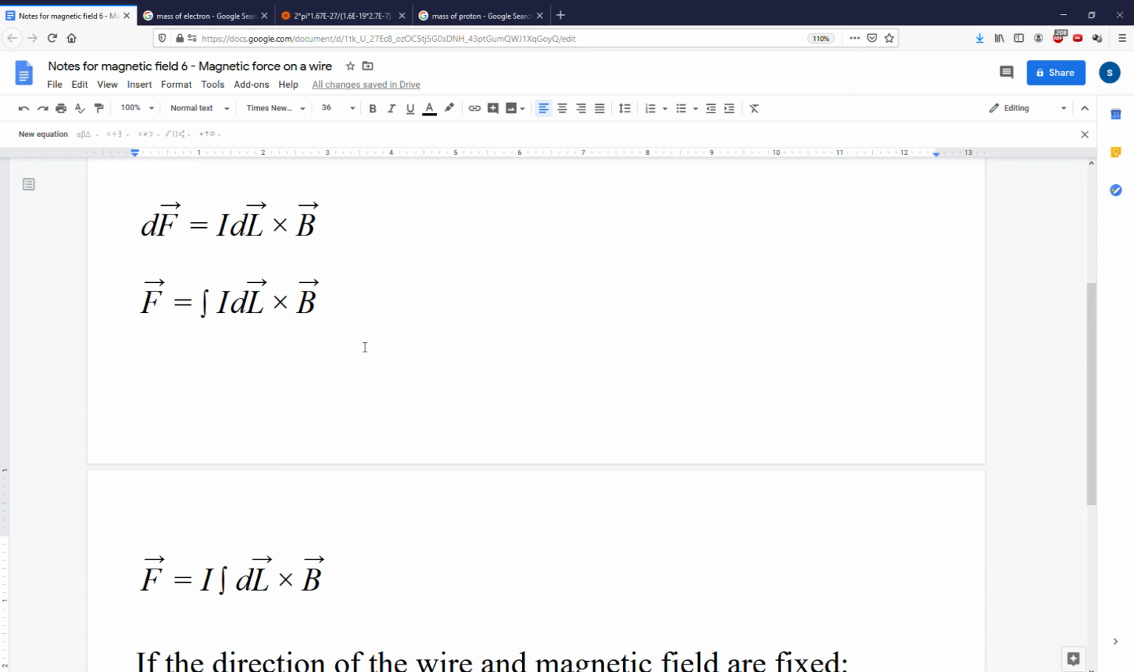Now I know you are used to seeing the d term at the end of an integral. I assure you we are allowed to do this, and because the cross product does not commute, meaning the order of the cross terms matters, we have to do this. But the B is a part of the integral.